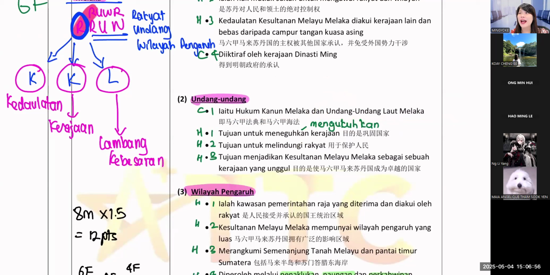Unless in exam they ask you, nyatakan, namakan undang-undang di Kesultanan Melayu Melaka, then each of it is 1 mark. Otherwise, if they ask you jelaskan the whole undang-undang, the contoh alone, 2 or 1 also 1 mark. Okay, faham, good.